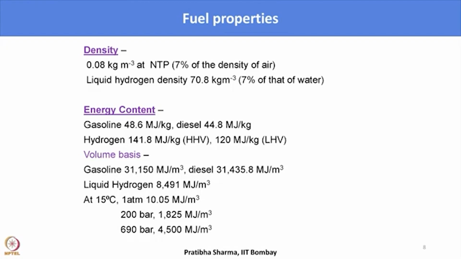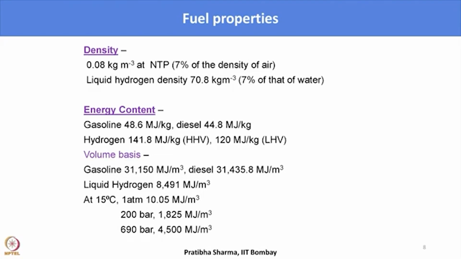That means it has the highest energy content on mass basis, but the situation is different when we consider the volume basis. The amount of energy contained in a given volume of fuel, energy density, is very low for hydrogen. For hydrogen at a temperature of 15 degree centigrade and 1 atmosphere, this value is 10.05 megajoule per meter cube. However, for gasoline this is 31,150 megajoule per meter cube. Liquid hydrogen has a higher density, this is 8,491 megajoule per meter cube.